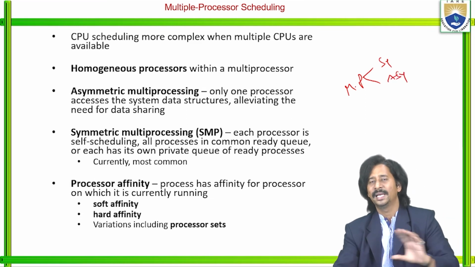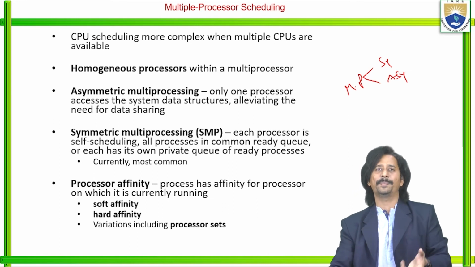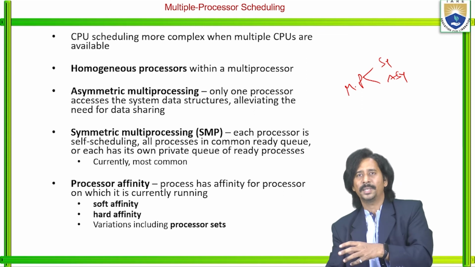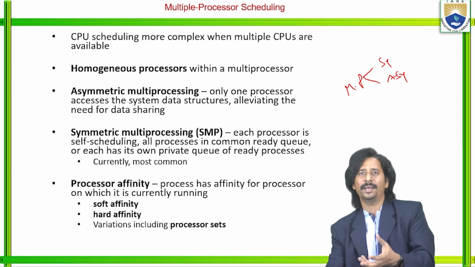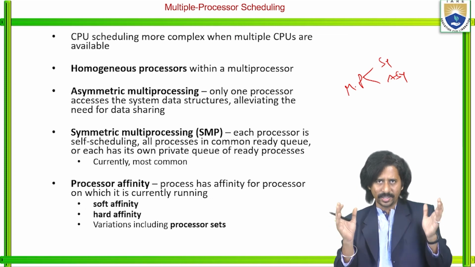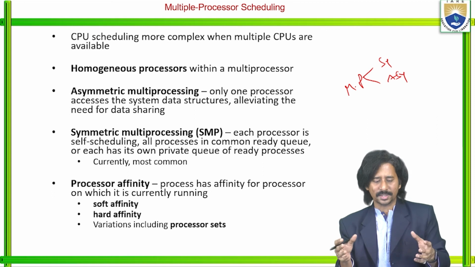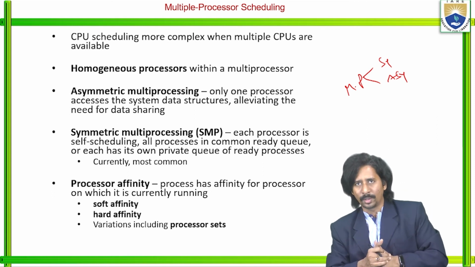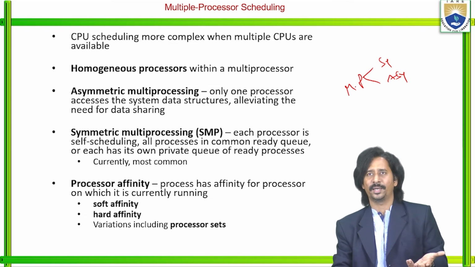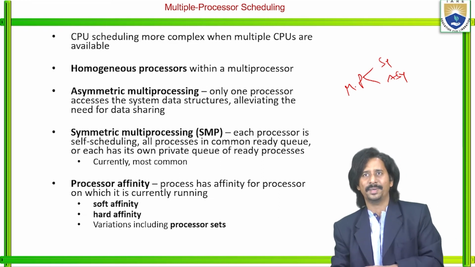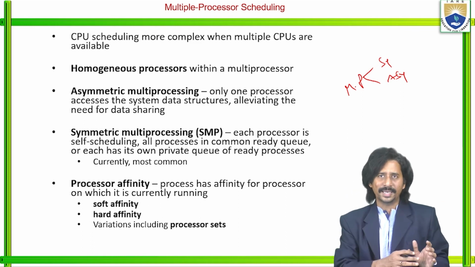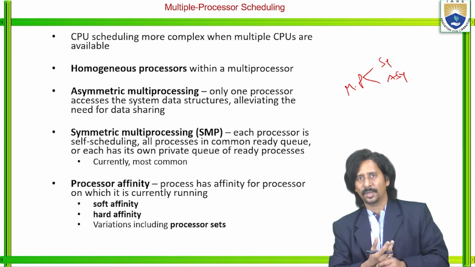So we know what is meant by symmetric: same. So each and every processor is self-scheduling, and all the processors in that particular system share a common ready queue. So what happens is, we can have at least one private queue, and all the processors come under that particular private queue only. So that is symmetric multiprocessing. Whereas asymmetric means different. Only one processor accesses the system data structures, and the remaining ones need data sharing. So like that, symmetric as well as asymmetric multiprocessing is there.